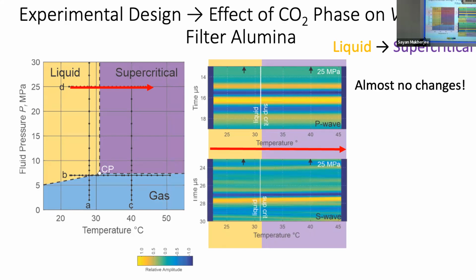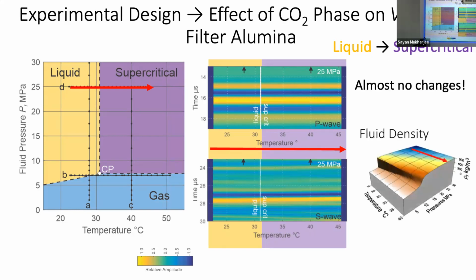So almost no change in the properties. And that's where we're going here. And if you look at this, this is our fluid density plot, right? That surface is pretty flat, so we don't expect much. And all the other physical properties of the CO2 are not changing much. So that's kind of boring.